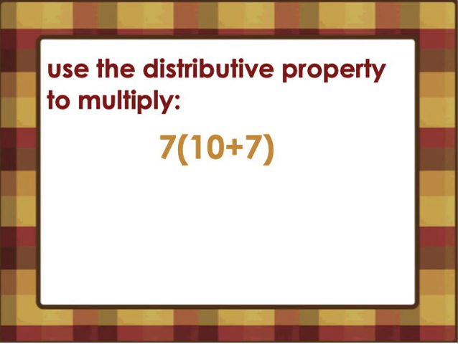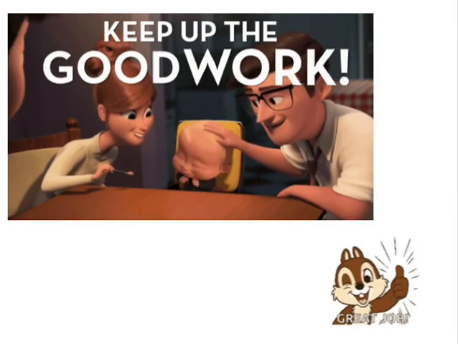7 times (10 + 7). 7 times 10 is 70, and 7 times 7 is 49. 70 plus 49 is 119. Great job, guys. Keep up the good work.